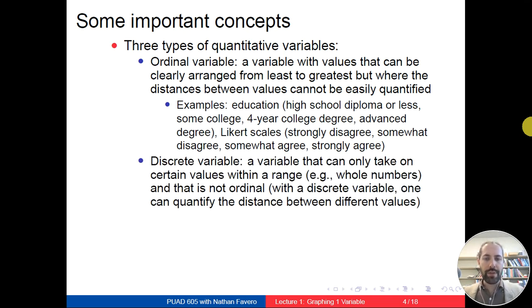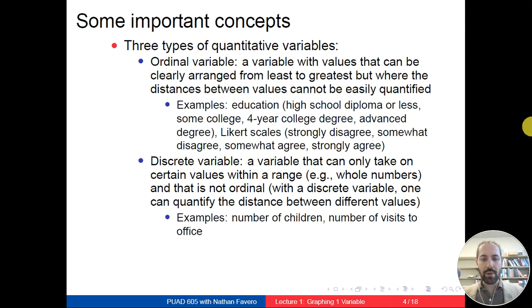There are also discrete variables. Discrete variables can take on certain values within a range. For example, this is typically going to be whole numbers, but they're not ordinal. That means that we can quantify the distance between these, or generally just express clearly in numbers what we're talking about. So here are some examples. Number of children. It's a discrete variable because it can only take on whole numbers, right? I can't have 2.3 children, but I could have 2 children or 3 children or 4 children, and it's easy to quantify, but we have to restrict ourselves to whole numbers.